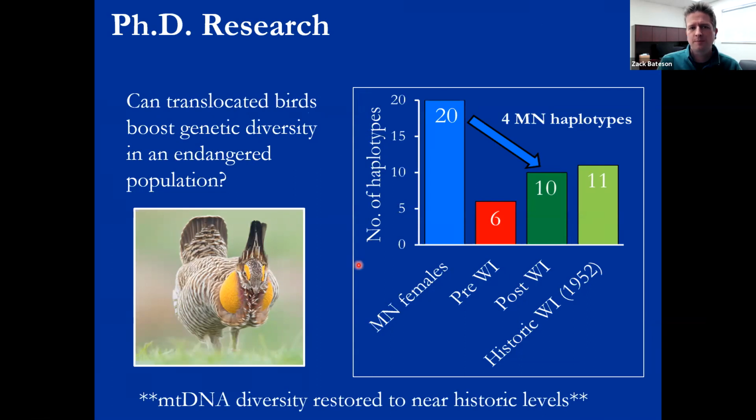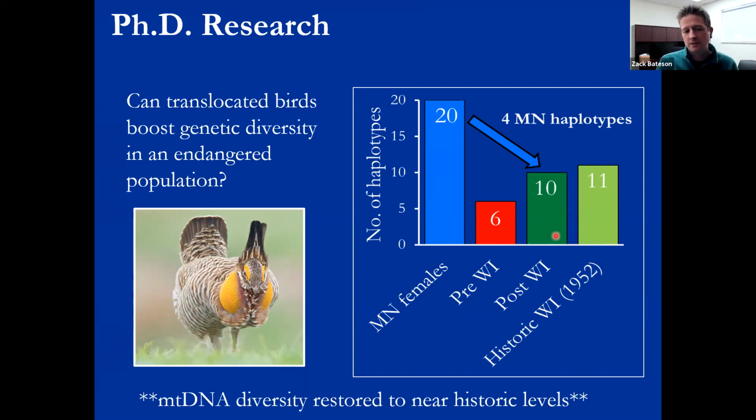And so what I'm showing you here is a simple output of one of the markers we looked at. We looked at a mitochondrial marker called D-loop. Essentially you count up the number of haplotypes, the unique variants, which you can think of as alleles in the population. On the y-axis here, I have the number of haplotypes, and the x-axis is the groups that we looked at. These Minnesota females that were brought over had 20 haplotypes altogether, so a very robust haplotype diversity. Before this translocation happened, pre-Wisconsin, there were only 6 haplotypes. So definitely a reduced amount of genetic diversity.